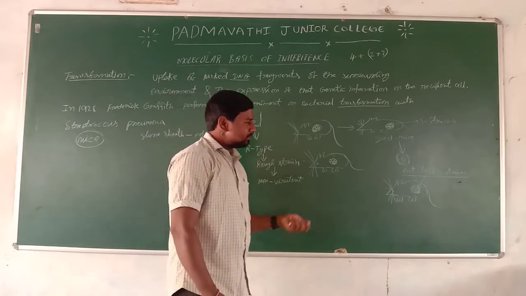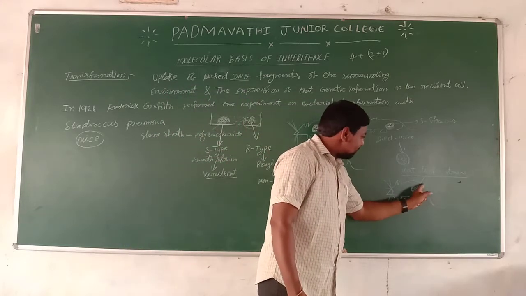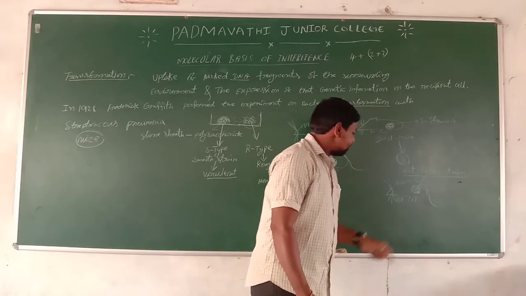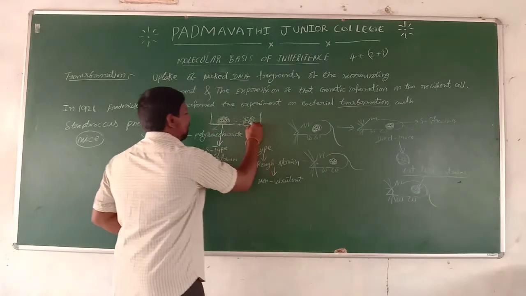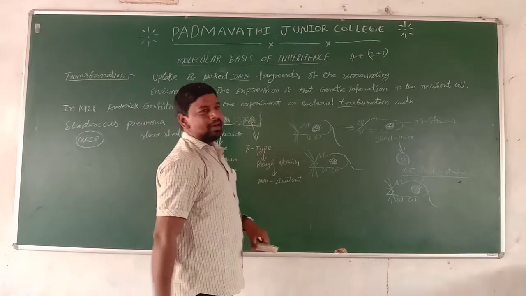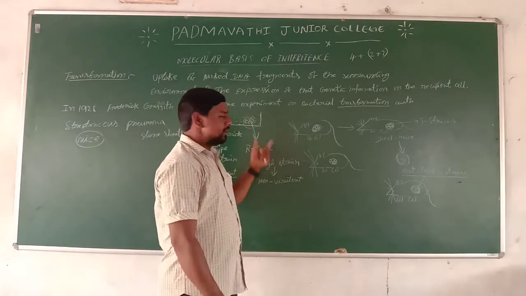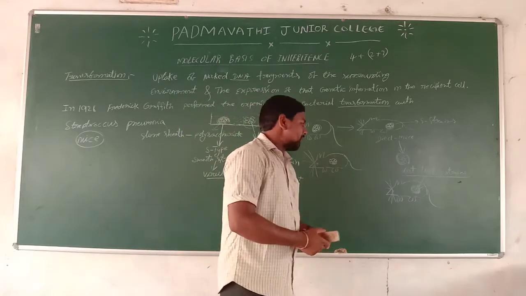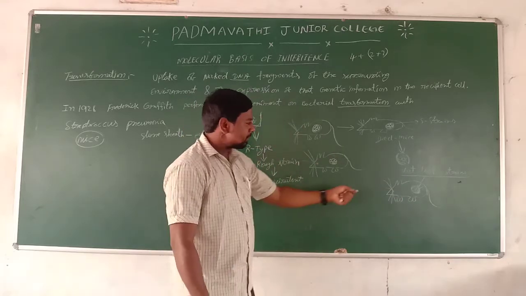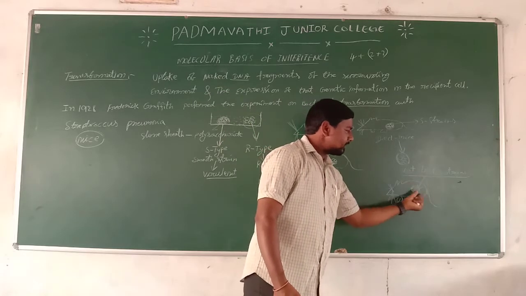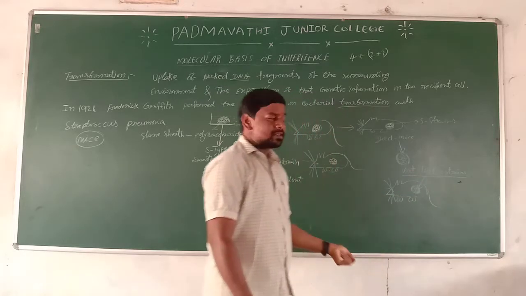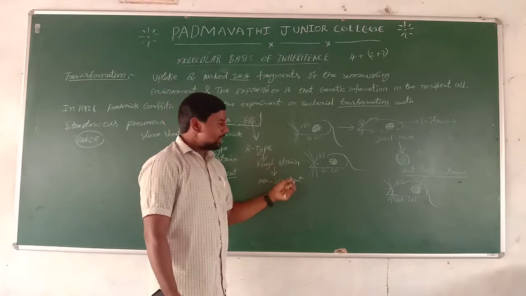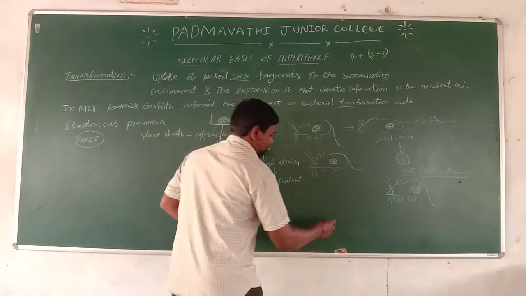Frederick Griffith: when heat-killed S strain bacterial cells were mixed with R strain bacterial cells, they were injected into another mouse. I understand all of you. Heat-killed S strain bacterial cells are mixed with R type. They were injected into mice.